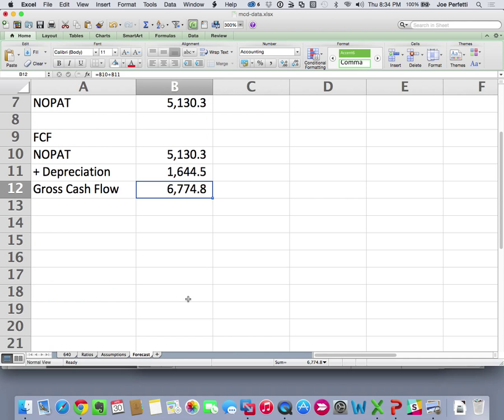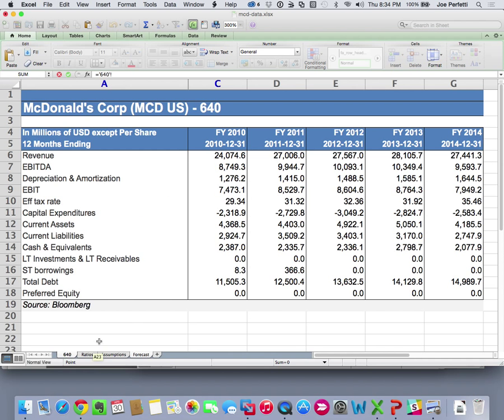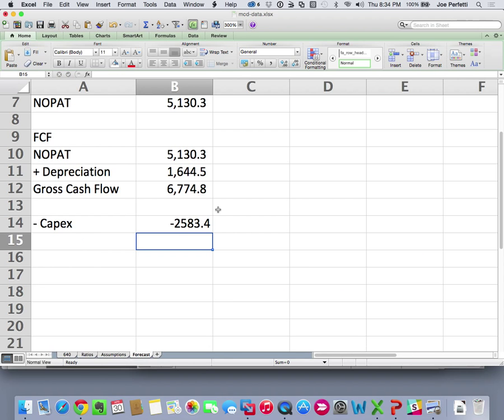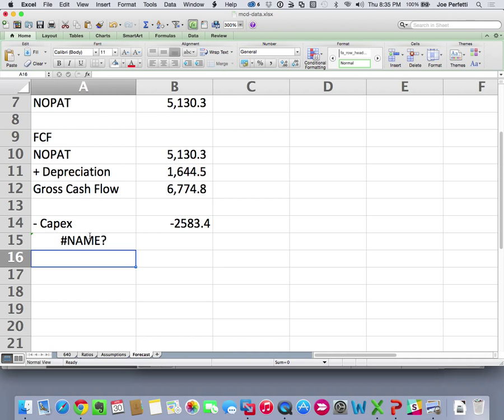So how do I get to free cash flow from gross cash flow? What do I subtract? Gross investment, the investments they made. What are my subtractions? I'd want to subtract CapEx equals 2014. Their capital expenditures were $2.5 billion. Okay, and I'd want to subtract change in working capital.